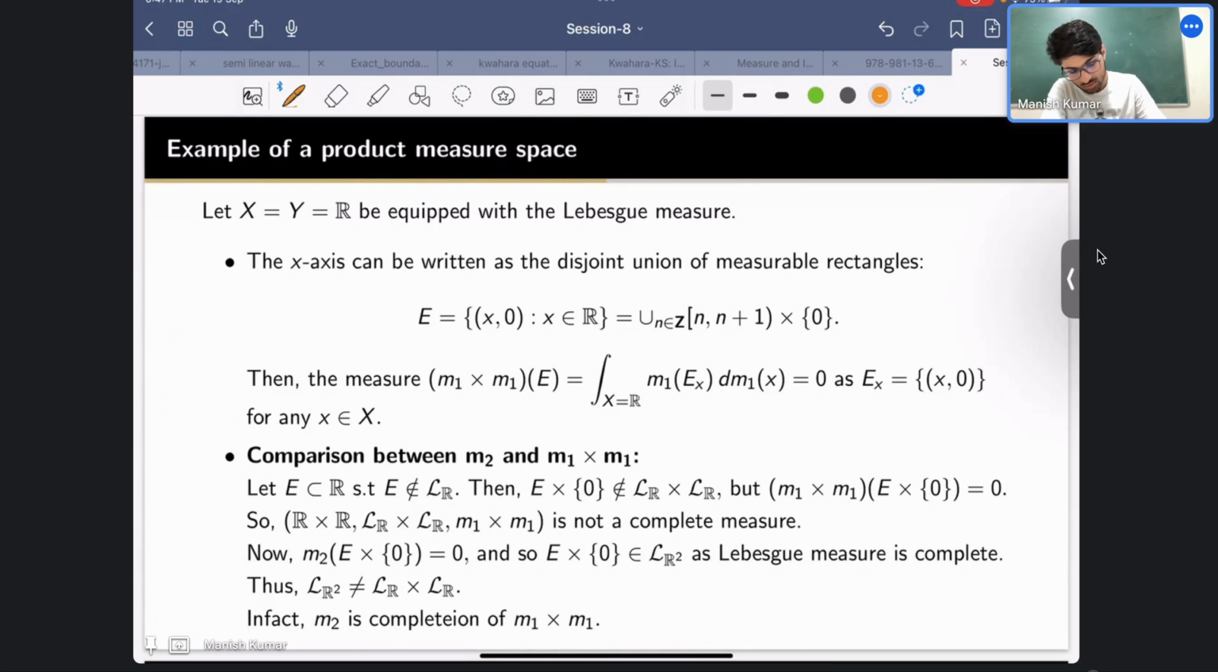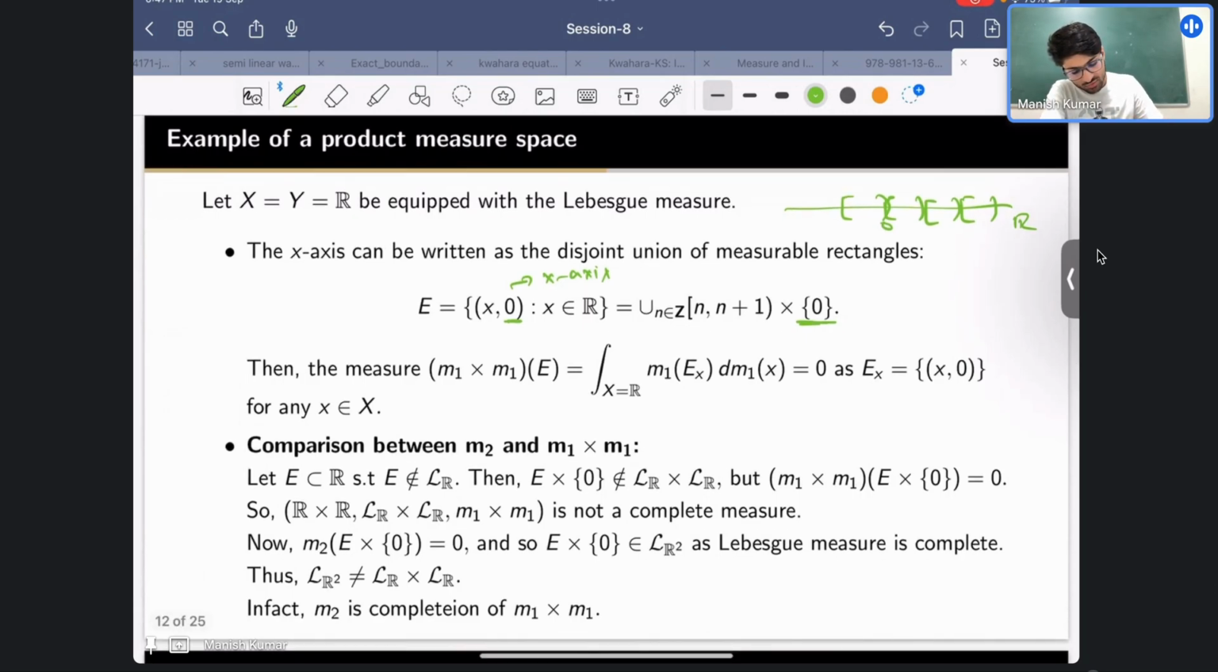So this is the x axis. Now you can write this x axis as this union. So this is R, so this is 0, so you are writing (0,1], (1,2], (2,3], and (-1,0]. In this way. And just because of this 0, you are writing this cross product. So this is how you can write this x axis as a disjoint union of these half open half closed sets. Then the measure of this E.